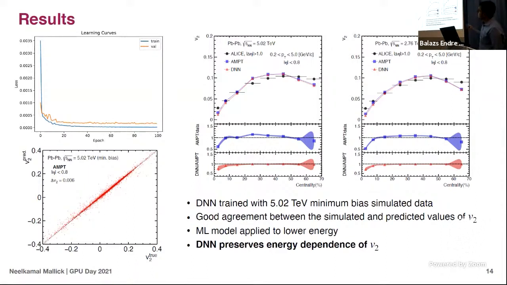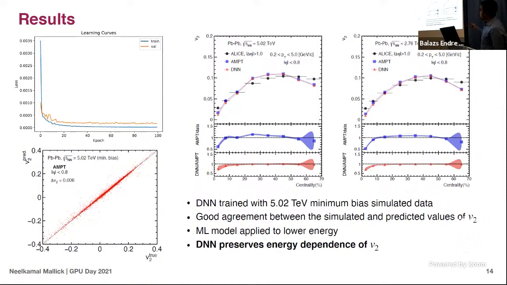And when you plot this V2 as a function of centrality, we have 3 sets of points here. The black points are the ALICE data points, which are measured by the detector taking real data from the experiments. This AMPT is the simulation model where we are taking the data, and this DNN is the prediction from the neural network. Here you have the ratio to AMPT and data, and the DNN to AMPT. You can see that the neural network follows the simulation training. And the AMPT to data, of course, this is an event generator, so it will have its limitations. At some points, it's going above and below.